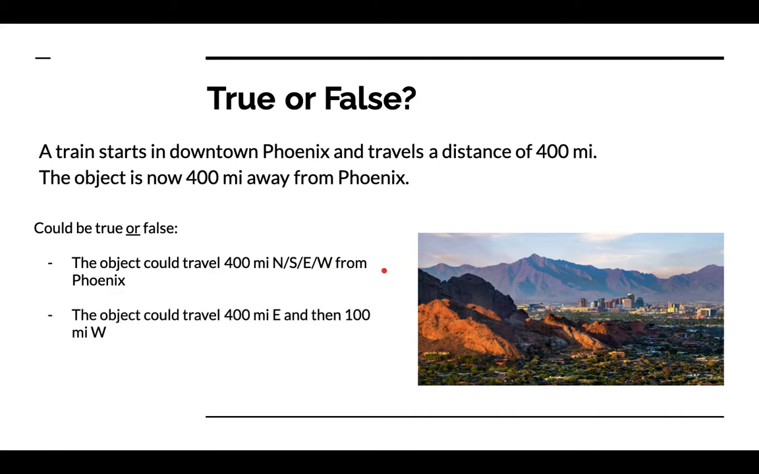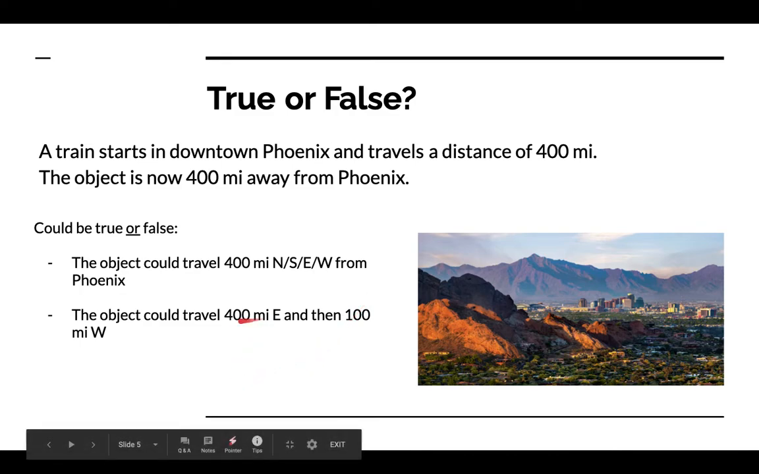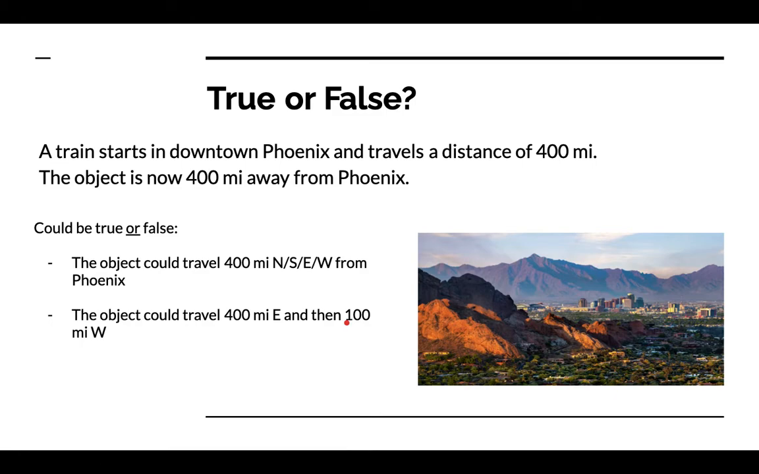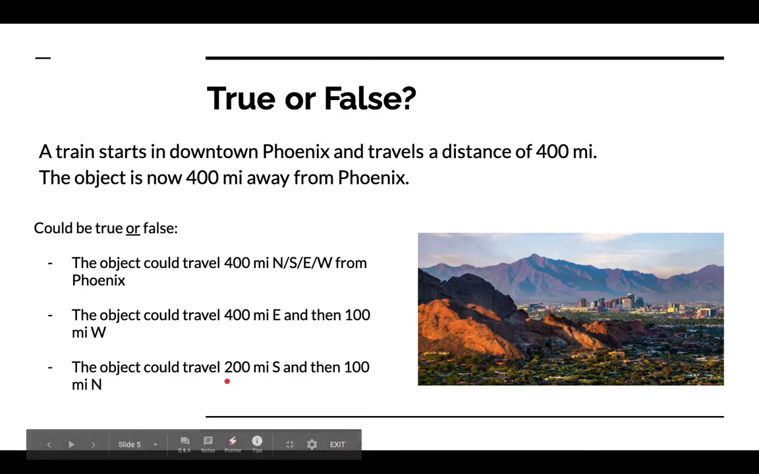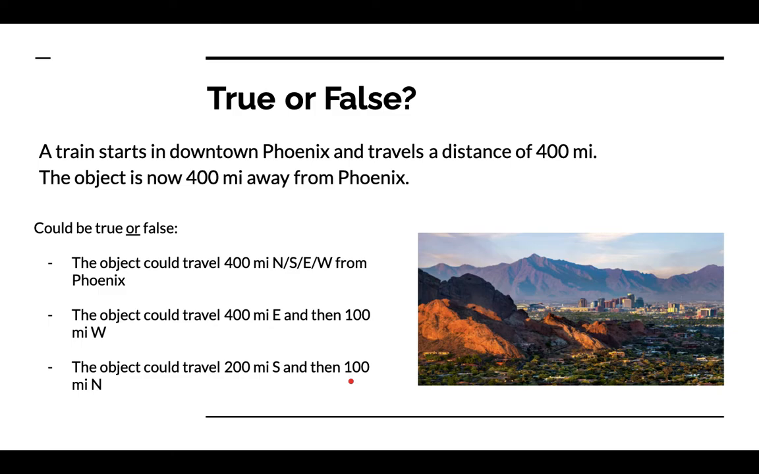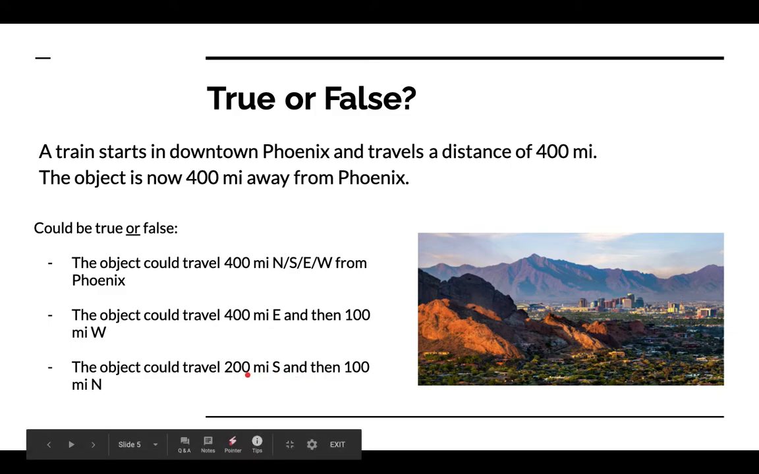The object could travel 400 miles east and then 100 miles west, or perhaps better said, 300 miles east and then 100 miles west. So we travel an overall distance of 400 miles, but we end up 200 miles away from Phoenix. Or the object could travel 200 miles south and then 200 miles north. Again, I don't know what's up with my numbers here. I must have messed this up or changed the slides. But we can go 200 miles south and then 200 miles back north, so we travel a distance of 400 miles, but we'd be right back where we started, right back in Phoenix.